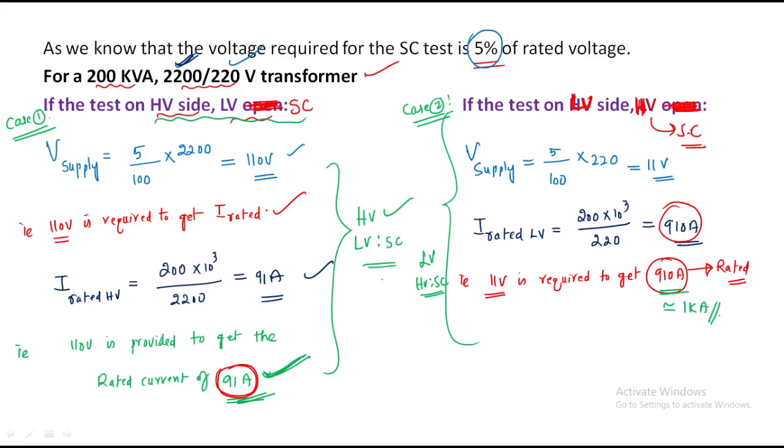But what about the open circuit test? The test is performed on the LV side, with the HV side open. Like that you have to differentiate the open circuit test and the short circuit test.